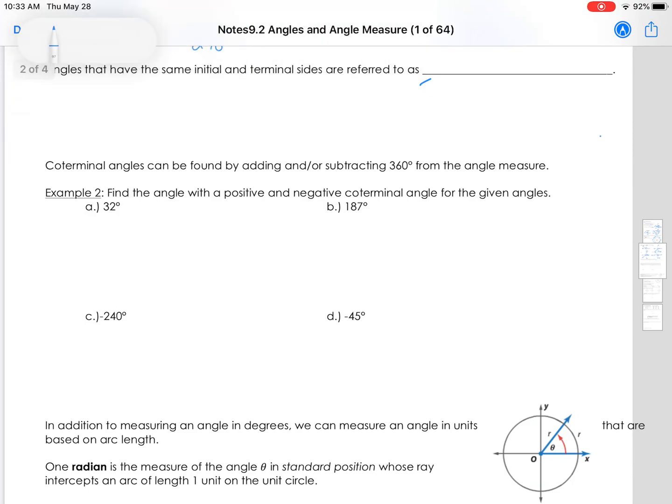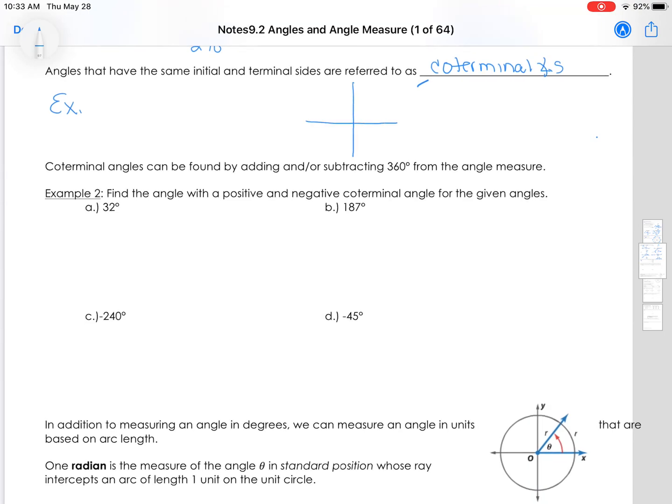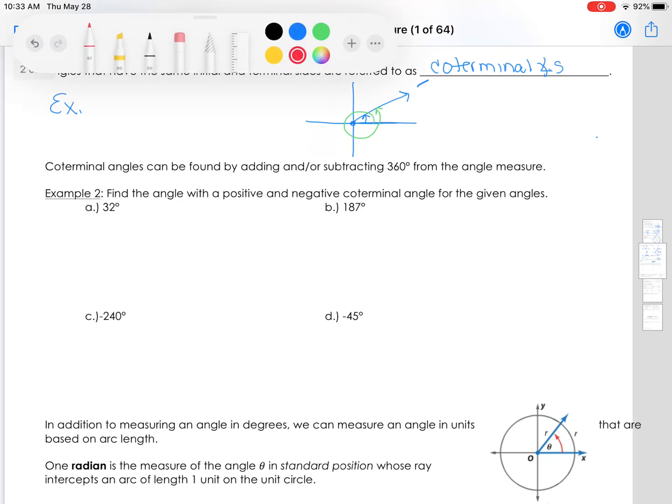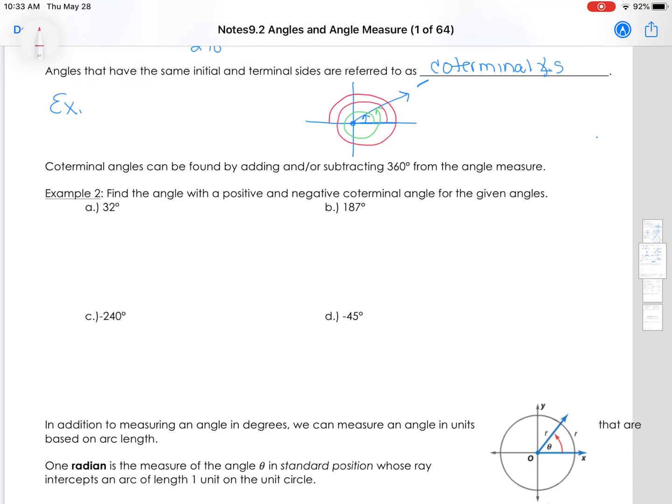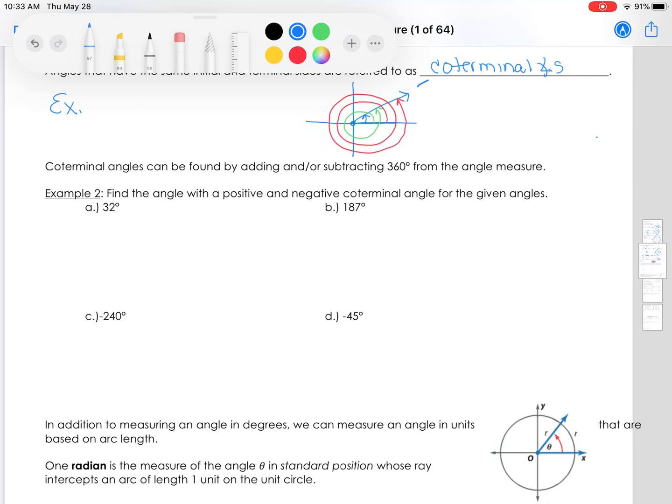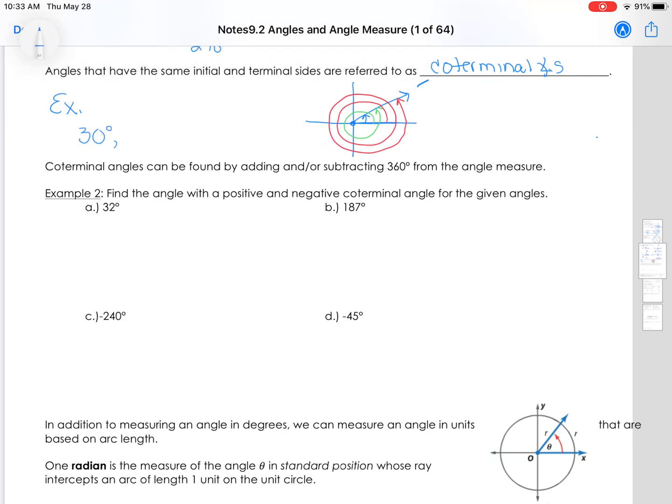All right, next part we're going to talk about here. Angles that have the same initial and terminal side are referenced as coterminal angles. So basically what you want to think of is if you have your circle, and let's just say here's our angle. So if I have my initial, my terminal, all that stuff, I could have gotten that by doing that. I could have, if I use a different color here, gotten that by doing a full rotation and then that. I could have also gotten it by not just doing one rotation. I could have done 2 rotations and getting that. But all 3 of those angles are equal to each other.